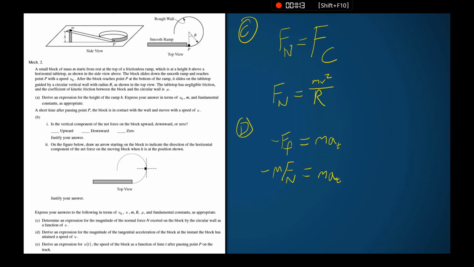But we already have a function for normal force from part C. So I can plug that in. So that's negative mu mv squared over r equals mat. Okay, and then solve for a. So that leaves us with negative mu v squared over r.